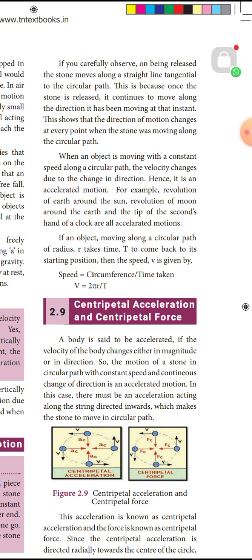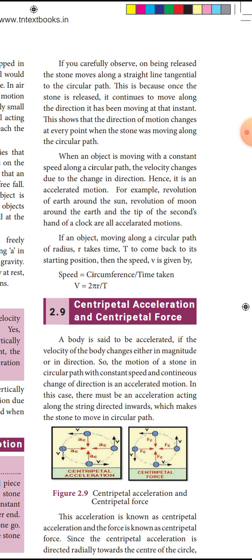Next, this is because once the stone is released, it continues to move along the direction it has been moving at that instant. Now, after that, we are removing the stone. While removing the stone, if we are moving fast, putting a high speed and circling, then after we remove the stone, it moves in a straight line in its direction. Next, this shows that the direction of motion changes at every point when the stone was moving along the circular path.